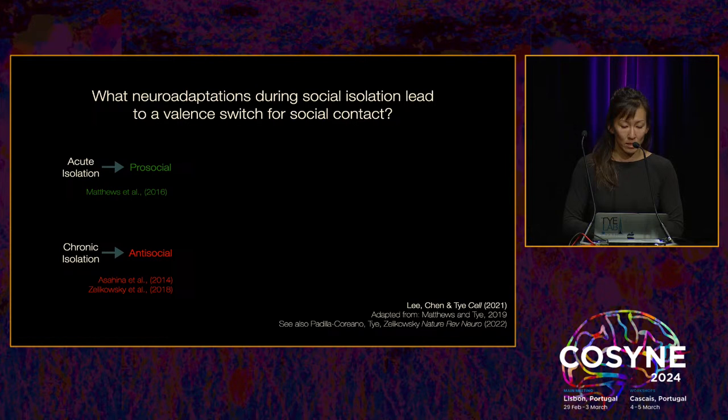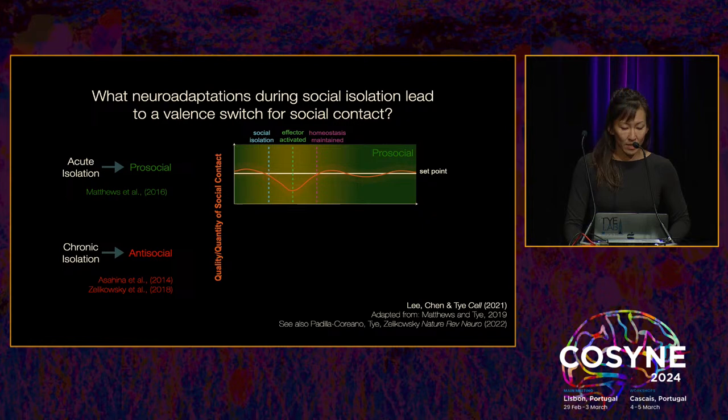And so we've theorized that when you're going through this experience and you're socially isolated, you'll detect this. Your effector system will be activated. If you are a mouse, that might mean you're making ultrasonic vocalizations. If you're a human, maybe you're calling your friends. And then that can help you reconnect, and then homeostasis can be maintained.